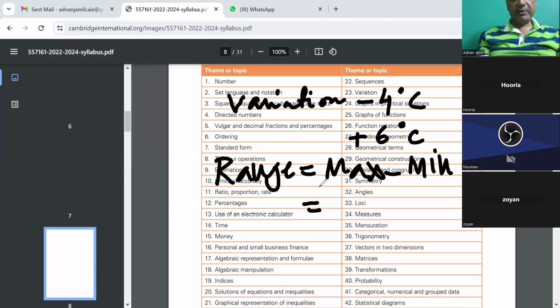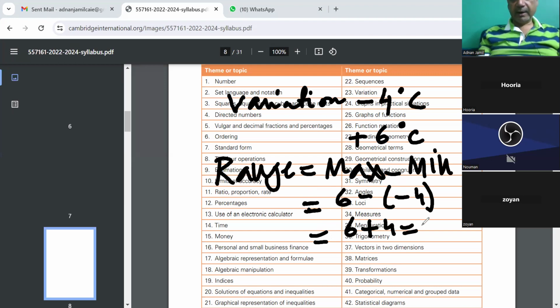The topics which you are looking at on the screen right now are the list of all the topics in 4024, your math syllabus for O levels. So we do maximum minus the minimum. Be careful about the sign. Your answer is 10 degrees. So this is the way, these are the things which are there in directed numbers.